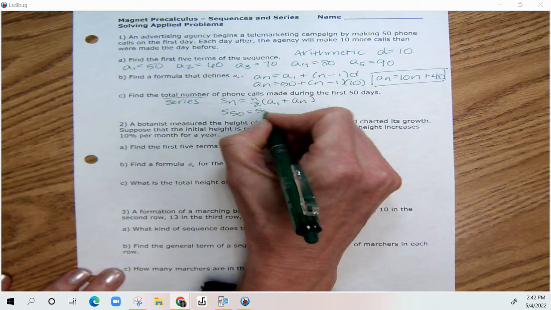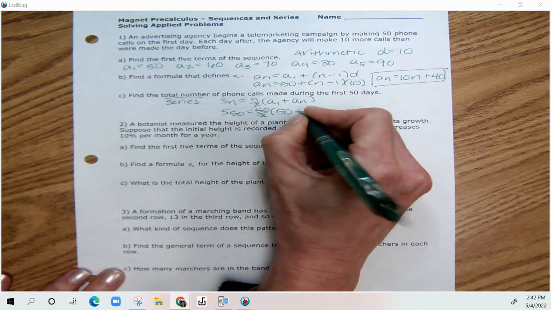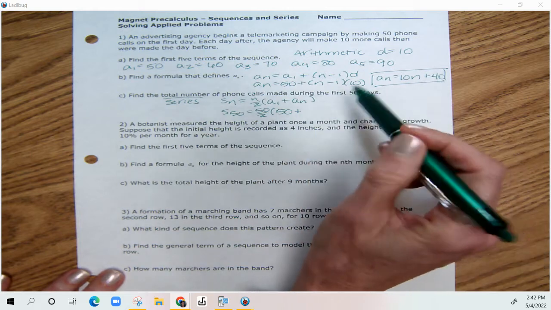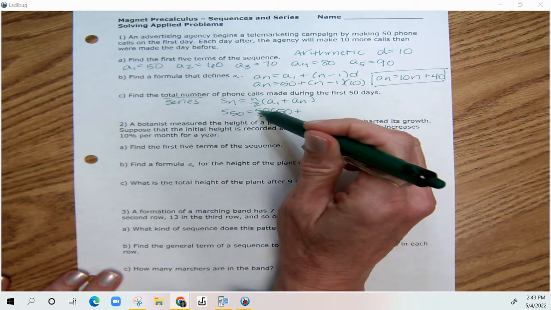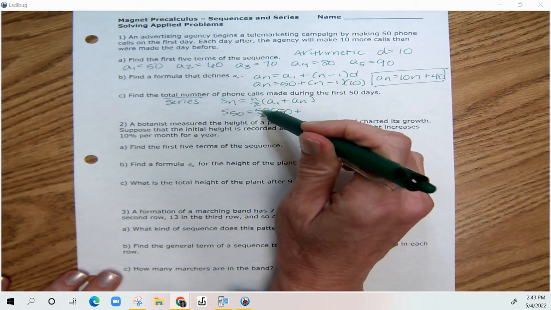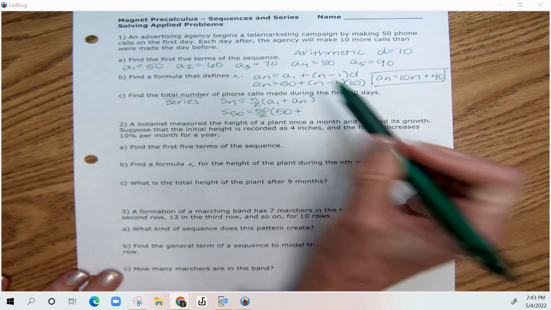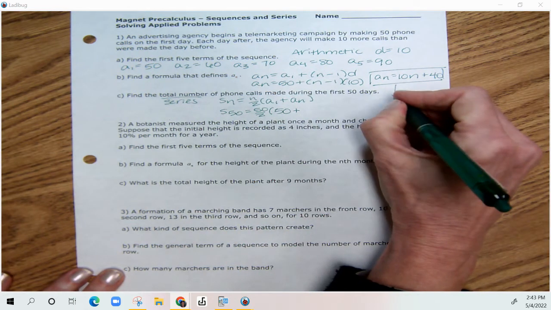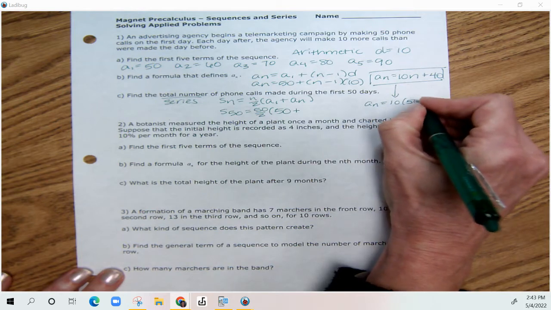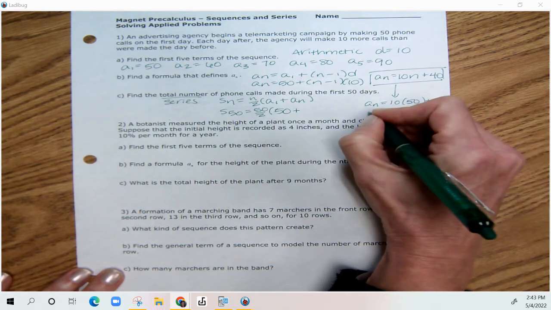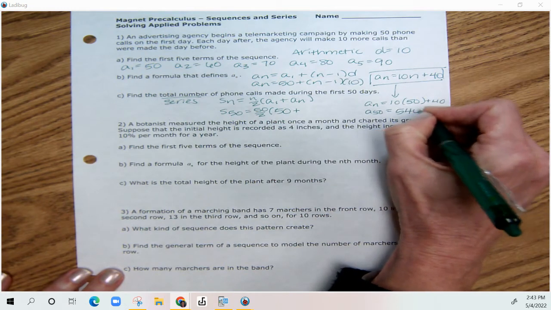50. We were told that 50 calls were made on the first day, but we need to know how many calls were made on the 50th day. If we're trying to add up the first 50 days of calls, then we need to know how many a sub n were made on the 50th day. And so here's where this will come in handy. It'll be fastest to just substitute 50 in right here. And that will tell us that on the 50th day, there were 540 calls made.